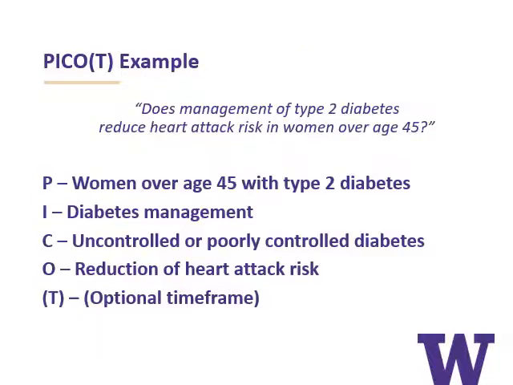The PICO example that we will be using in this presentation is: Does management of type 2 diabetes reduce heart attack risk in women over age 45? Our population is women over age 45 with type 2 diabetes. Our intervention is diabetes management. Our comparison is uncontrolled or poorly controlled diabetes. Our outcome is a reduction of heart attack risk.